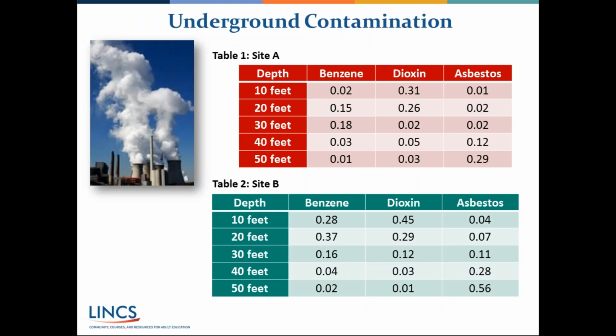A good example I was mentioning earlier about using tables, using the rows, using the columns, what happens where they meet, what happens with the identification of the product, what happens with the measurement of the product. And this is just two sites, site A, site B, the tables for those sites reporting an underground contamination of benzene, dioxin, and asbestos. And of course, there's follow-up questions that go with this as well. And also an online version where there's a video and other questions related to that as well.